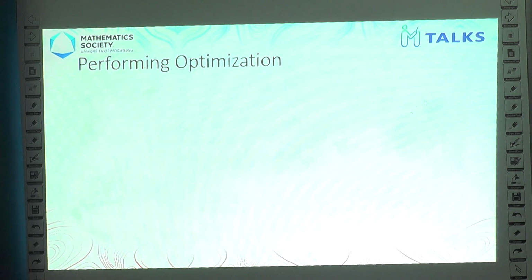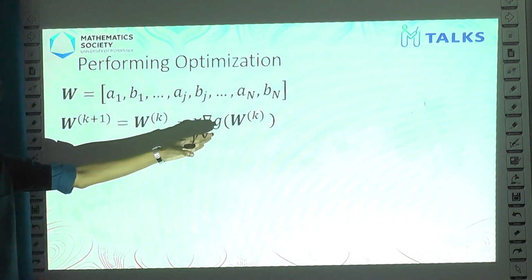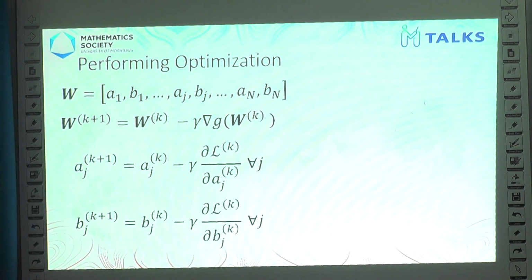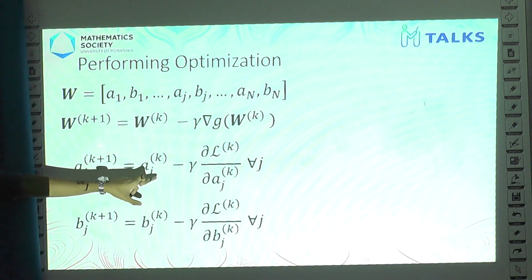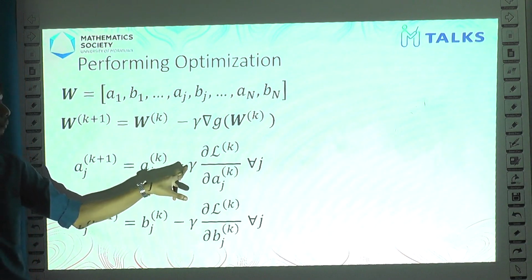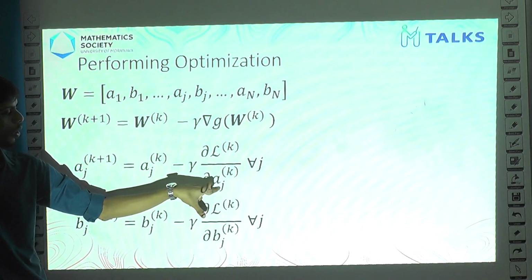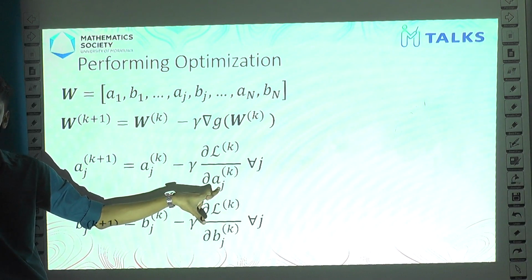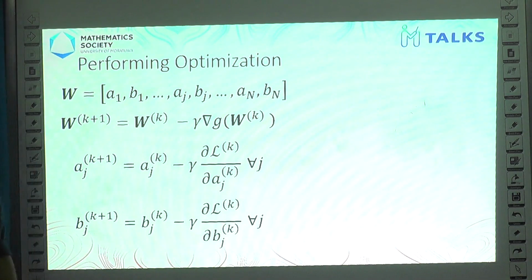And then what will happen? You have parameters like this, and you need to perform this gradient step. This step reduces to this one. It means you take your a_j at step k, multiply by gamma, and subtract this partial L_k over partial a_j, the derivative we found in the previous step. And again, you can do this for the b as well.